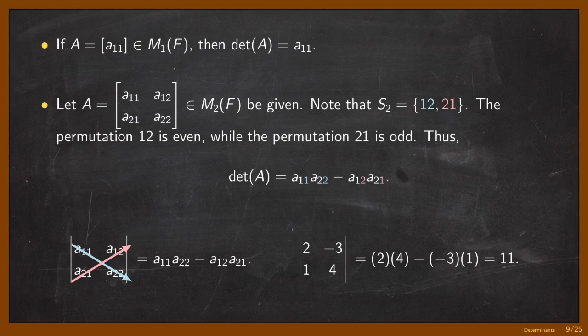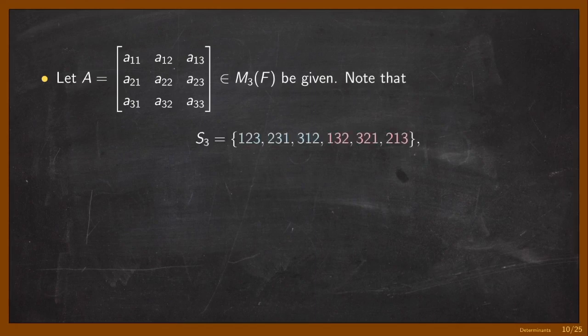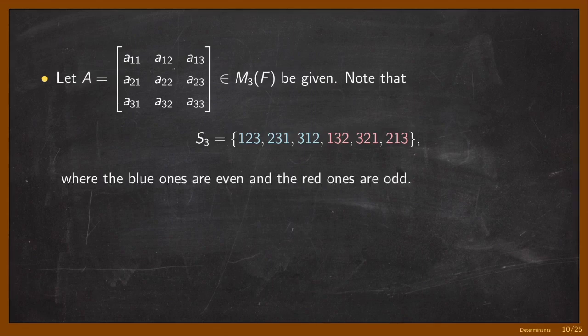So for a 2 by 2 matrix, that's kind of easy, right? Let's look at a 3 by 3 example. If you have this 3 by 3 example, how many permutations are there in S of 3? There are 6. I have listed down here the 6 permutations, where the blue ones are the evens and the red ones are the odd. So the determinant of A, the expansion, consists of 6 terms. 3 of them have a plus sign, 3 of them have a minus sign.